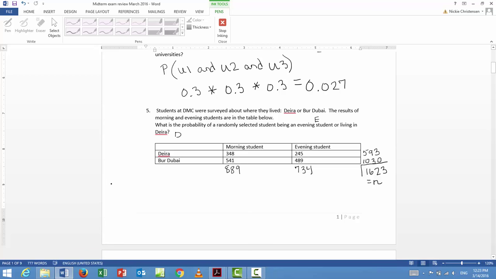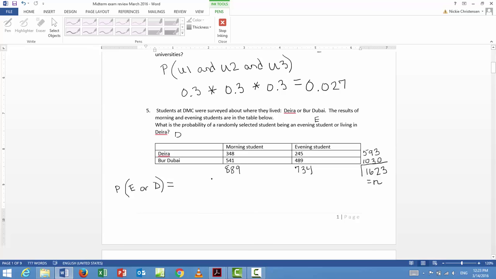Okay, so using our probability notation, we want the probability of evening or Dira. Okay, and when you have an or question, you've got to check to see if the two events are mutually exclusive or not. Okay, so evening, living in Dira. Evening student, living in Dira. Well, these events are not mutually exclusive because look, 245 students are evening students and they live in Dira.